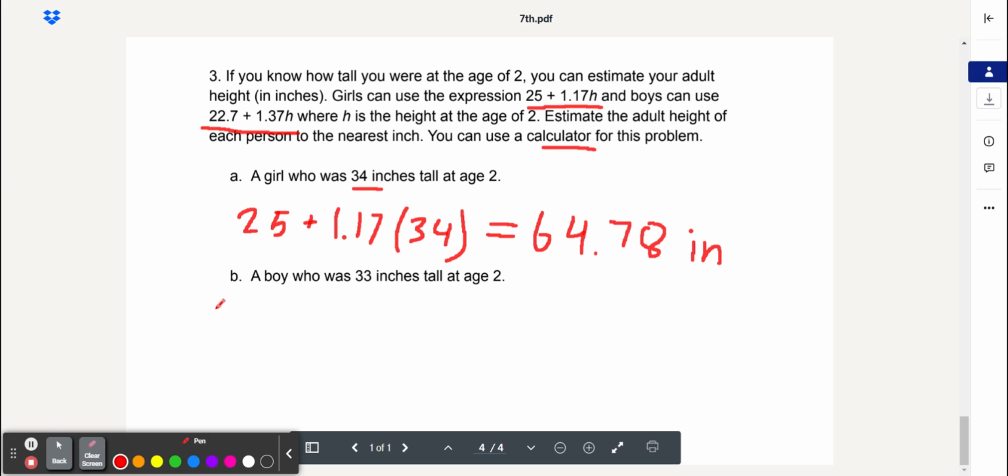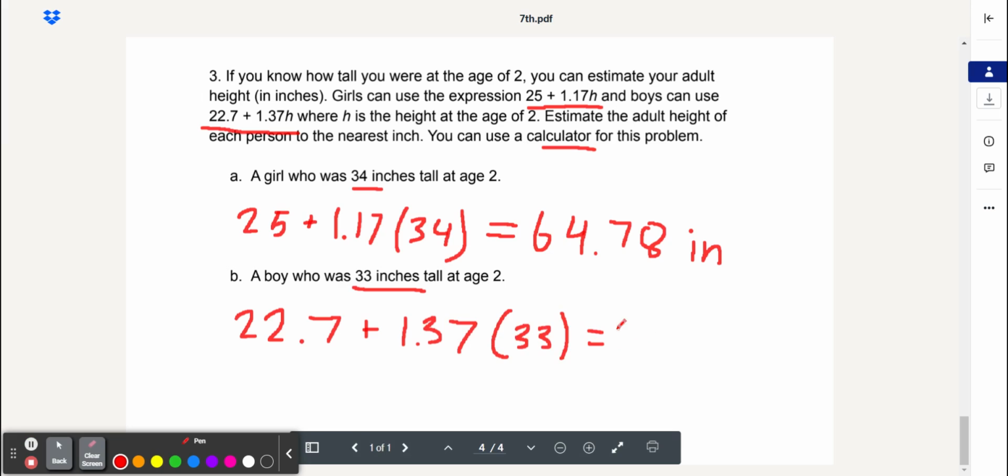Then for part B, we have a boy, so we're using this second equation, who was 33 inches tall. So just like before, we can plug in 33 for h. 22.7 plus 1.37 times 33. Then we just type this into our calculator, and we get a final answer of 67.91 inches. Except we forgot one step.